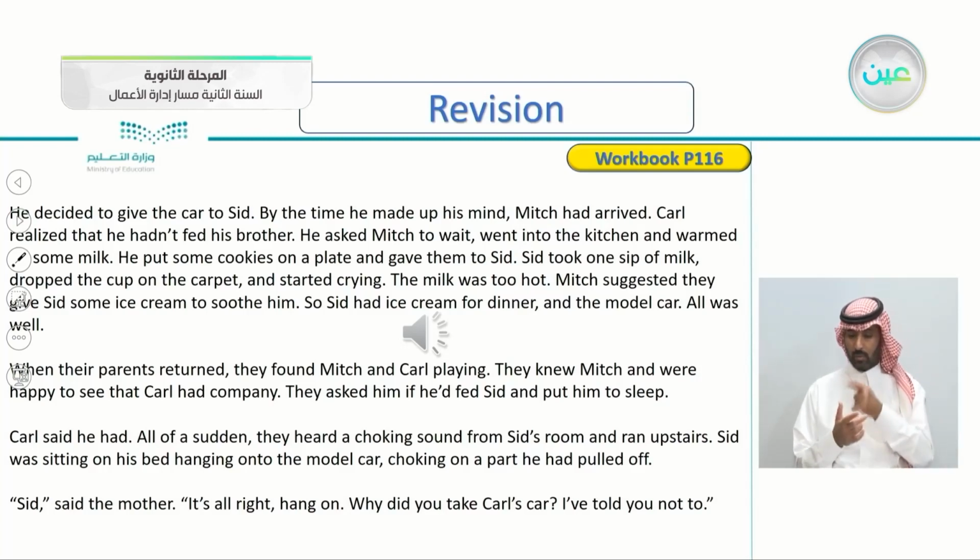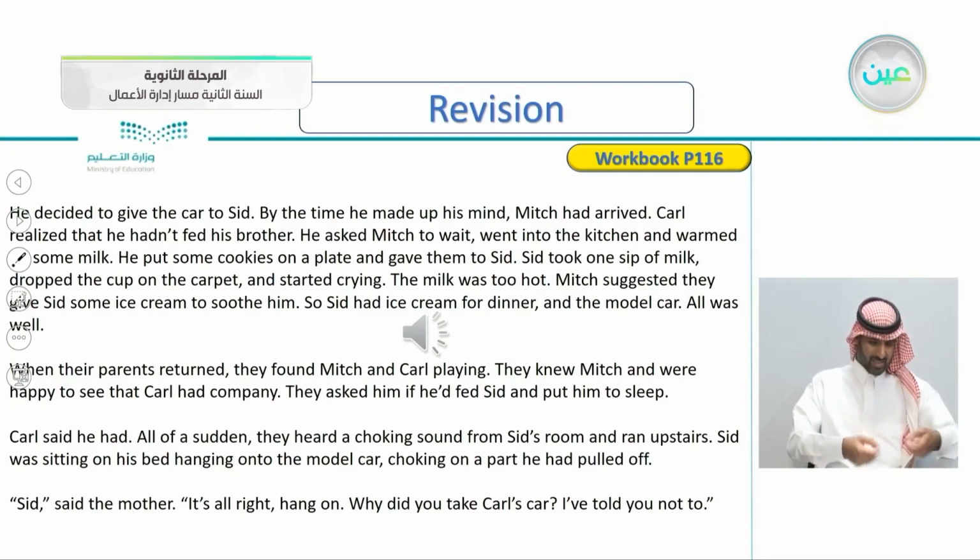Carl realized that he hadn't fed his brother. He asked Mitch to wait, went into the kitchen and warmed up some milk. He put some cookies on a plate and gave them to Sid. Sid took one sip of milk, dropped the cup on the carpet, and started crying. The milk was too hot. Mitch suggested they give Sid some ice cream to soothe him. So Sid had ice cream for dinner, and the model car.